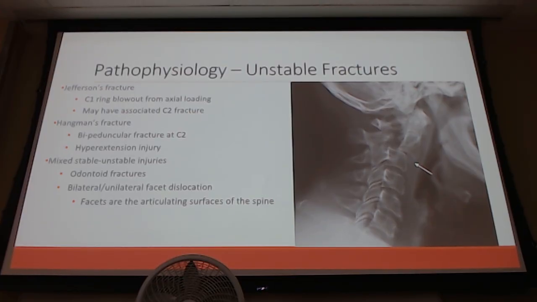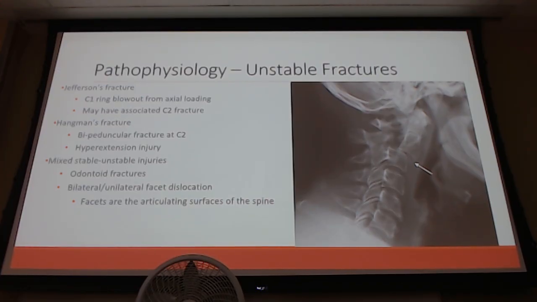But the three that we're going to discuss are going to be your Jefferson. That's commonly when somebody dives and lands on their head, or they get hit with something, an axial load on the top of their head. We worry about that C1 ring blowout. And then the hangman's is kind of self-explanatory. It can be from a hanging injury, or it can be from a hyperextension injury. So motor vehicle crashes can also cause this, and it's something we need to consider.